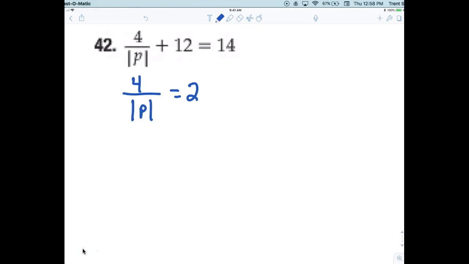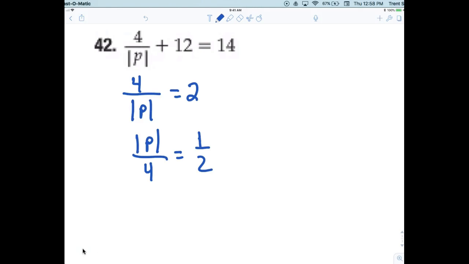What do you think I did? Yes, subtracted 12 so far. Agreed? Now watch this. This is what I want you to understand. The absolute value of p over 4 equals 1/2. Somebody tell me how I did that. Very good. Reciprocals are equal.